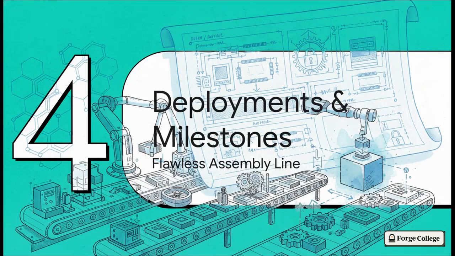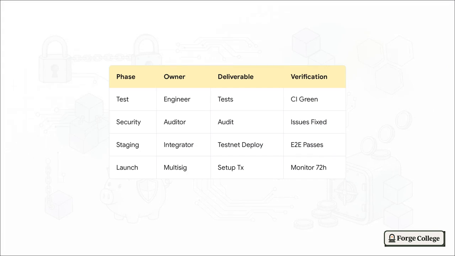Which brings us to Section 4, deployments and milestones. Because a beautiful blueprint is completely useless without a flawless assembly line, let's map it out. Mapping out specific phases to specific owners is absolutely vital here. As you can see, the engineer owns the tests, the auditor owns security, and the multisig owners control the launch. Putting these strict roles in place prevents this really dangerous thing called integration drift. For example, when you assign a specific KYC operator to handle whitelist updates, there is zero confusion about who's responsible when the pressure is on.